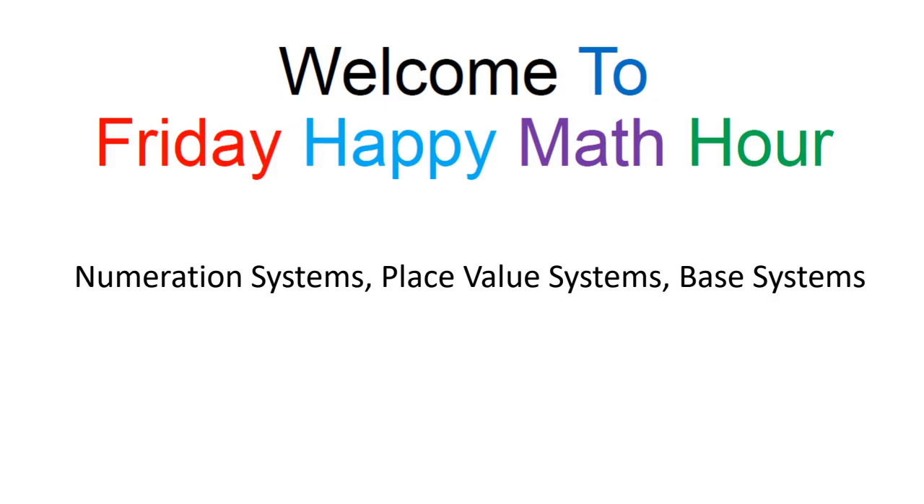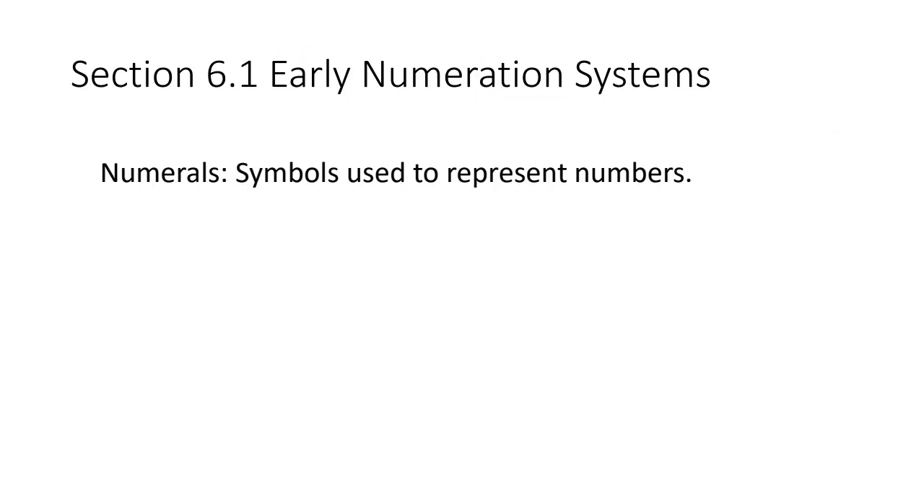So for this Happy Friday Math Hour, we're going to start with a new chapter. This is going to be talking about numeration systems, and it's chapter 6 in your textbook. Then we'll look at place value systems, and if we have time, we'll continue on to other systems. Let's go ahead and get started here.